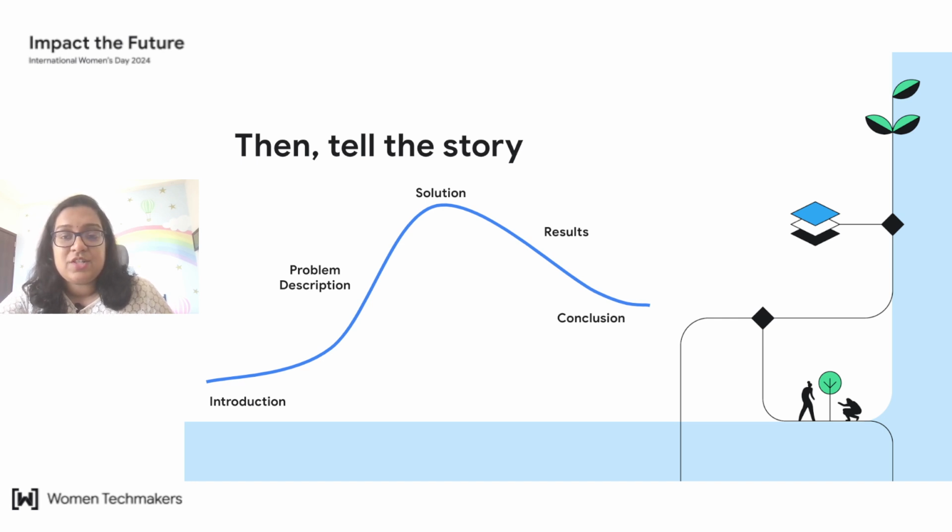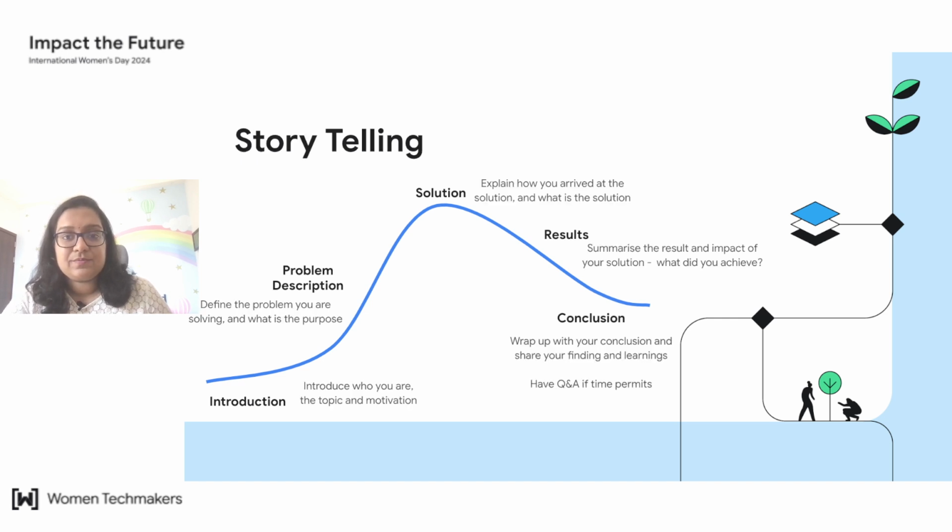So there's an introduction, there's a problem description, there's a solution phase, and then we conclude with results and finally the conclusion. So let's dive deeper into each of these storytelling arcs and see what it is that we want to cover at each phase of this presentation structure. We begin with the introduction. Take time to introduce yourself and introduce the topic. This is a perfect time for us to set the context and give the audience motivation on why they should be listening to you throughout the course of your presentation.